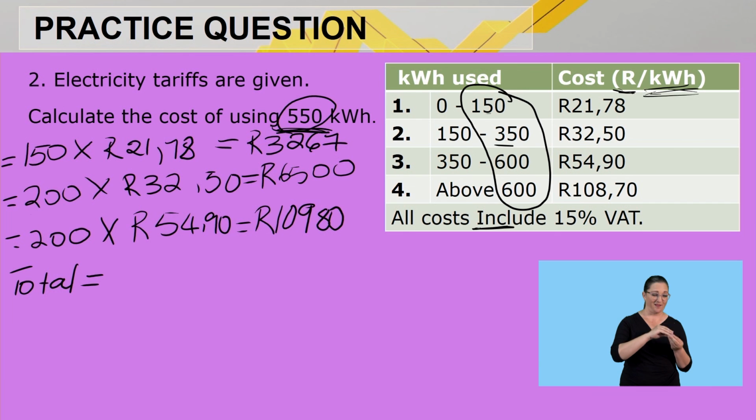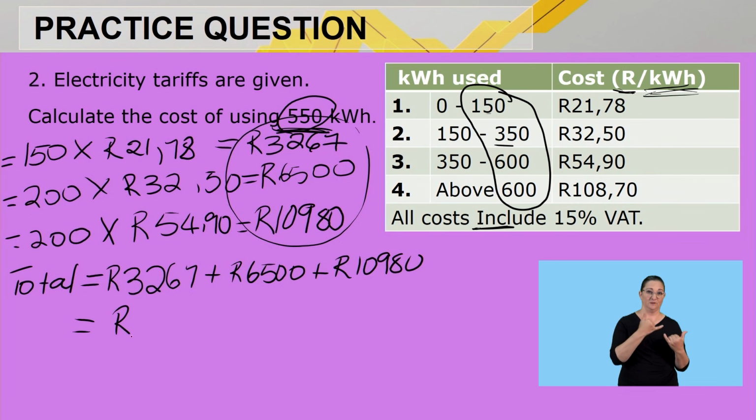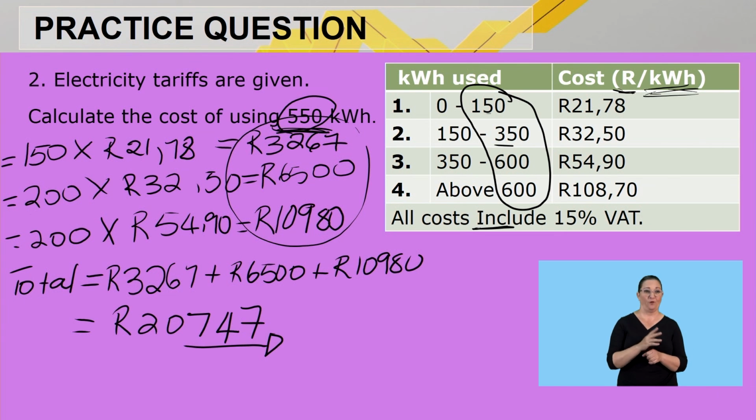Right, so now we go to our next step, which is to work out our total. So we are going to add all these 3 values in order to find the total cost to be paid on this bill. So we have 3,267 plus 6,500 plus 10,980. So in total, this person will be paying 20,747 rands for this electricity bill.